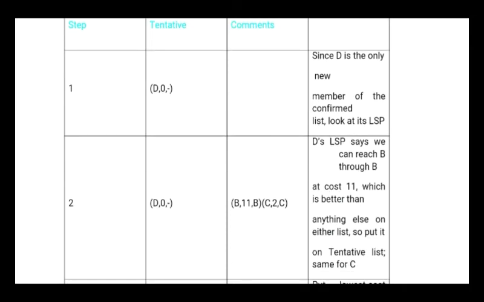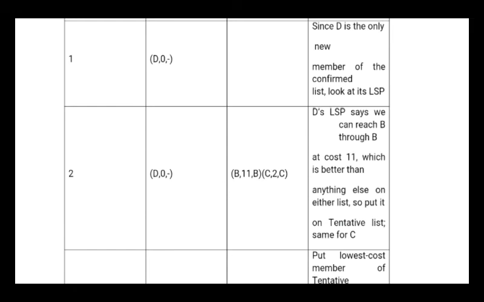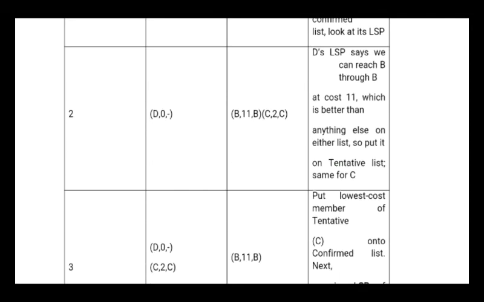Now here, the LSP says we can reach B through B. In this way, D can reach B, as the LSP says that I can reach B through B. What is the cost here? The cost is 11, which is better than anything else on the other list.